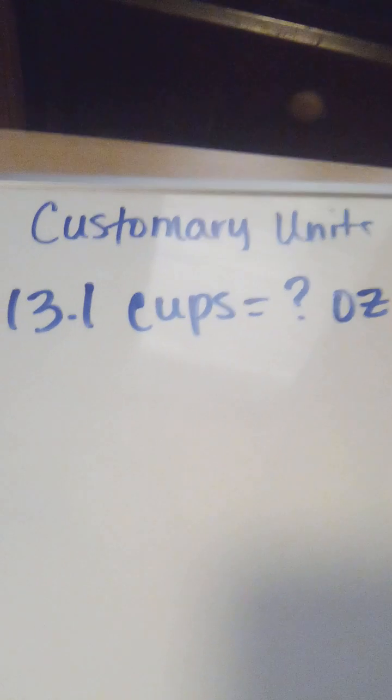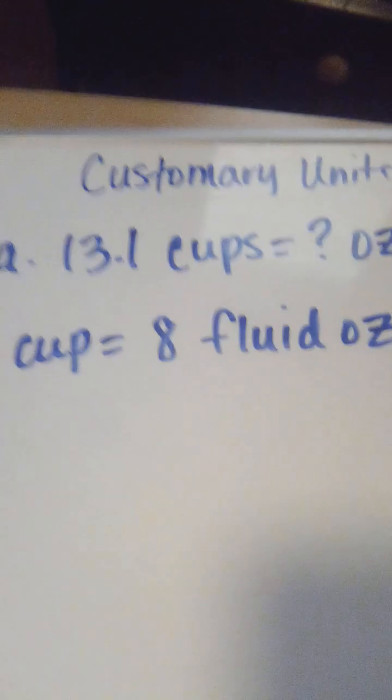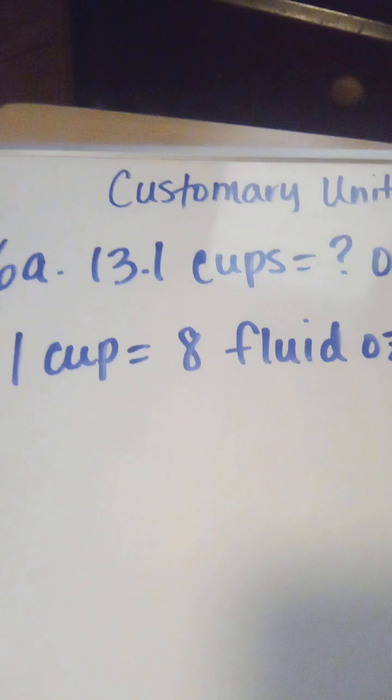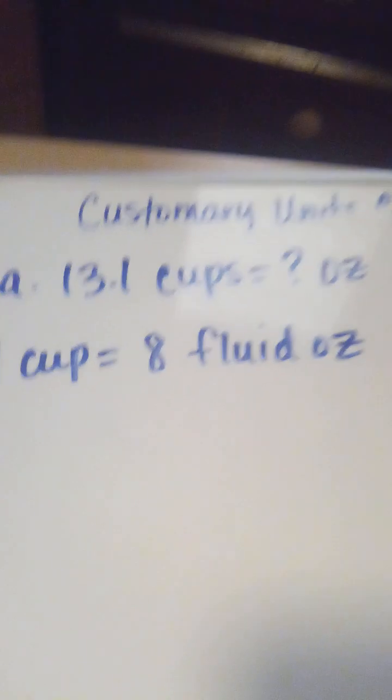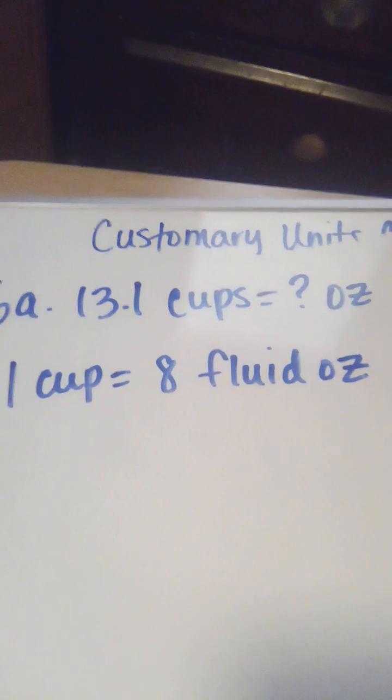We got 6A. We got 13.1 cups equals how many ounces? All right. 1 cup equals 8 ounces, right? 8 fluid ounces, right? From the 5A, right? Remember this? So, are we going to divide or multiply? We're going to multiply, right?